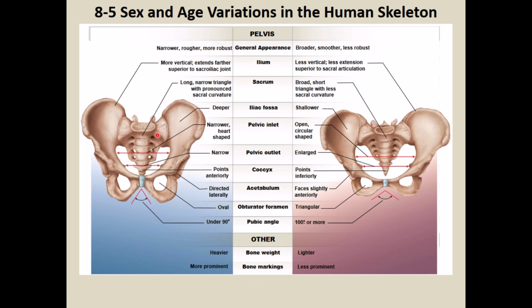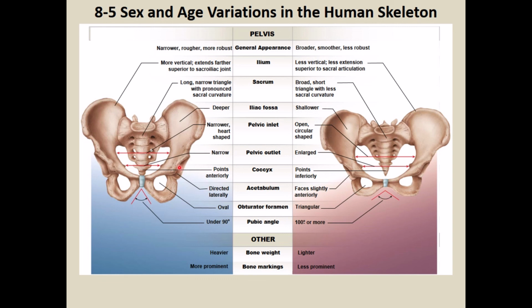Also, the pelvic inlet and outlet are narrower in men and wider in women. Here you can see that this is circular in shape, and here in men it is heart shaped. So both the inlet and the outlet, this is the inlet, this is the outlet, are wider in women than men. Why? Because of the delivery of the fetus.